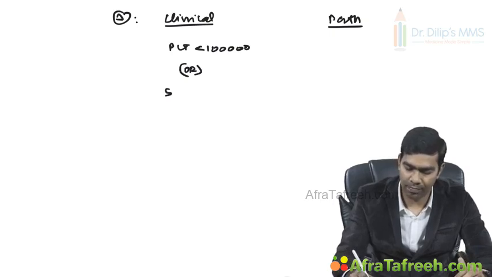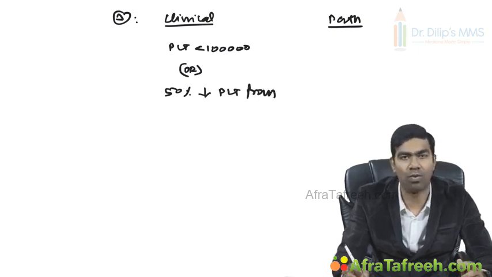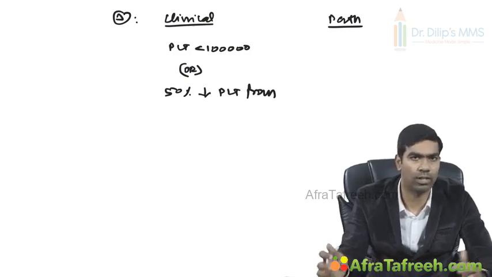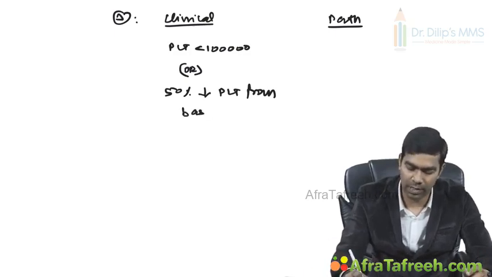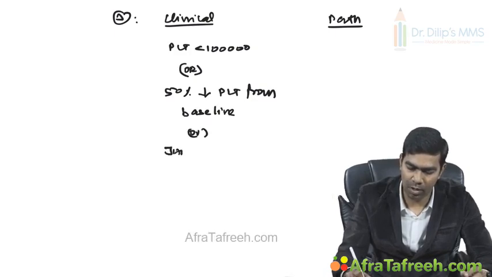Or you can have a 50% decrease in platelets from the baseline. For example, if the patient had 4 lakhs, and suddenly it dropped below 2 lakhs, that's also significant. 50% decline from the baseline. Or if the patient has thrombotic manifestations.